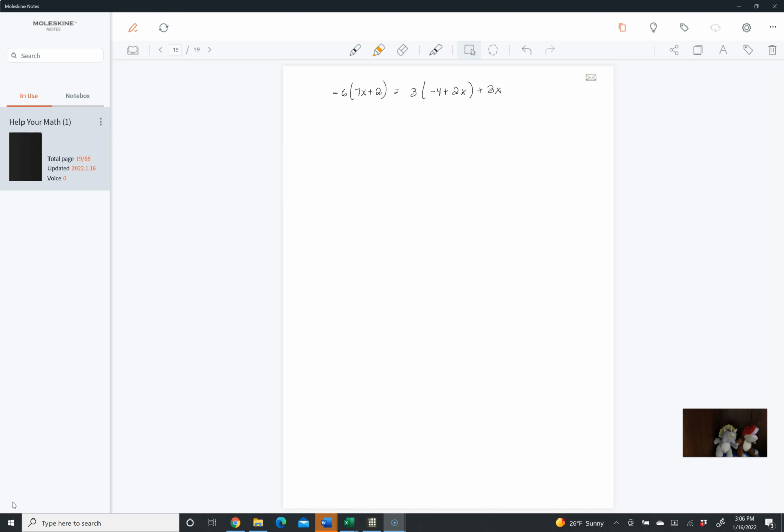To do that, it's distribution. This really doesn't change from one problem to the next. So let's distribute here. We can do both distributions at once, but if you're not so comfortable, you can do it one at a time. It's completely up to you. So on the left, we can distribute the -6. On the right, we can distribute the 3.